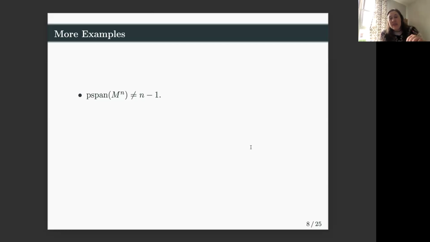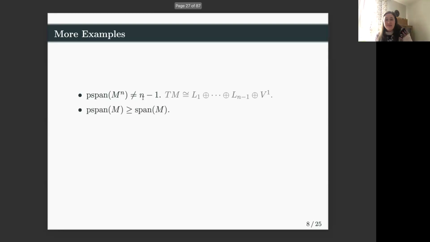One quick thing: if you have an n-dimensional manifold, the projective span of that manifold can't be n-1. As a quick sketch argument, assume for a contradiction that the p-span of an n-dimensional manifold is equal to n-1. Then the tangent bundle would split off n-1 line bundles, but it's a rank n bundle, so you would have precisely a line bundle's worth of information left over. So the p-span is then just n, which is a contradiction to what we assumed. So you can't have p-span n-1.